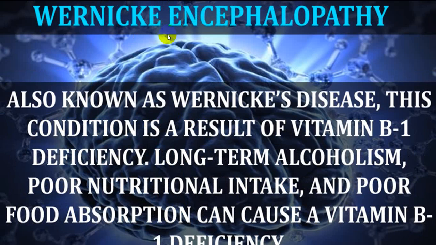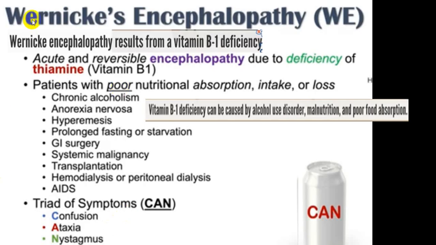There is another variety which is mainly because of vitamin B1 deficiency, and this is very common because of long-term use of alcohol, or in a chronic alcoholic person with poor nutritional intake, or a person can also develop it because of poor food absorption, particularly because of GI pathophysiology, and they can end up with Wernicke's encephalopathy. So Wernicke's encephalopathy is an acute and reversible encephalopathy due to deficiency of thiamine, or B1.